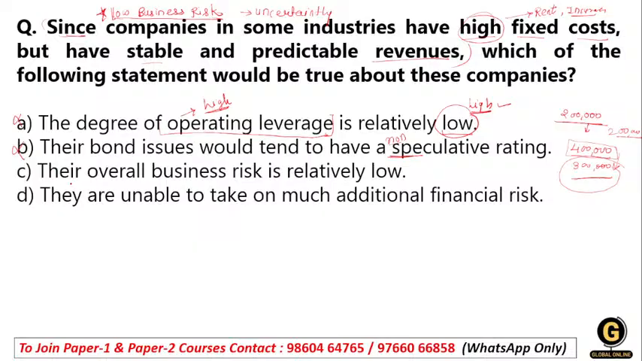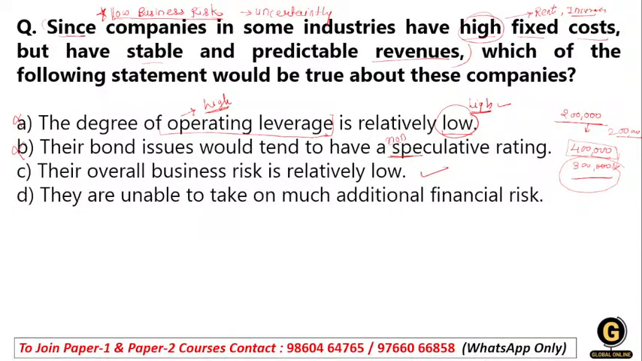Now see, their overall business risk is relative. So yes, this is true, because you know that if the fixed cost is higher and the firm is getting stable and predictable revenue, then clearly you can see that the overall business risk will be relatively low. Okay, there is a certainty in business, so this is correct. Then, they are unable to take on much additional financial risk.